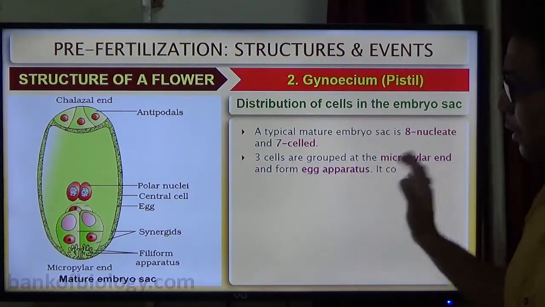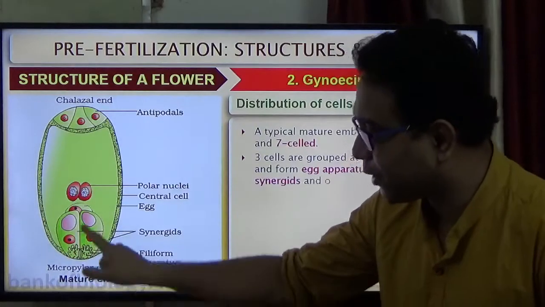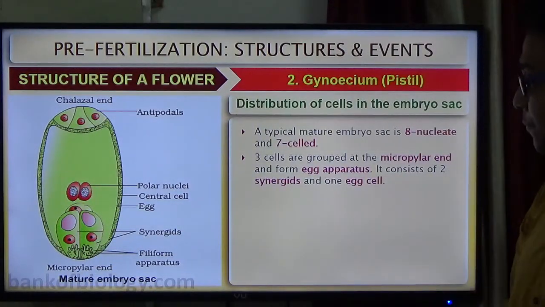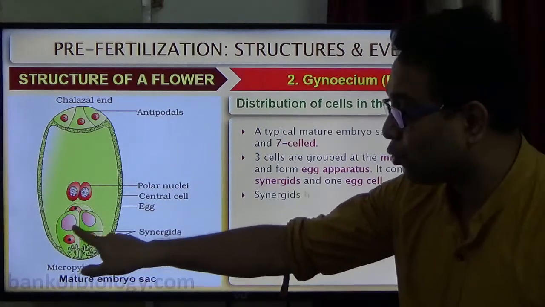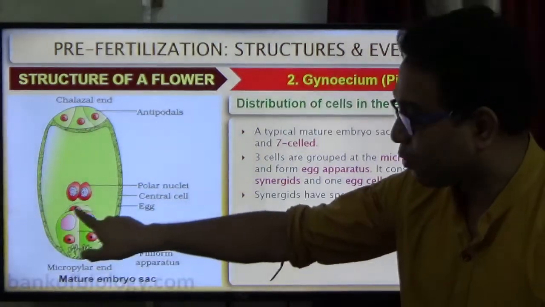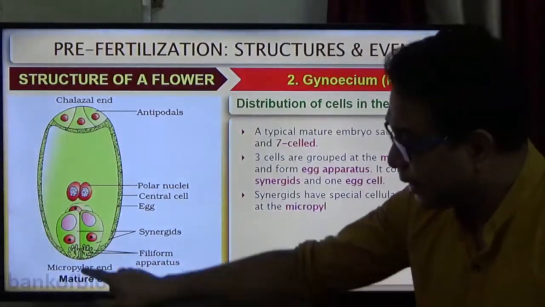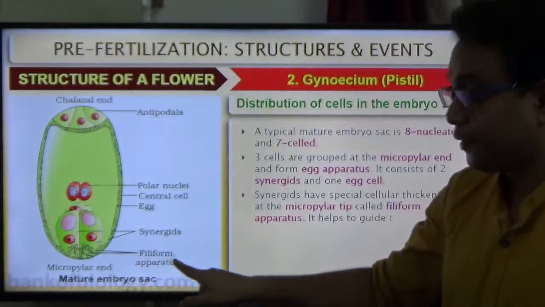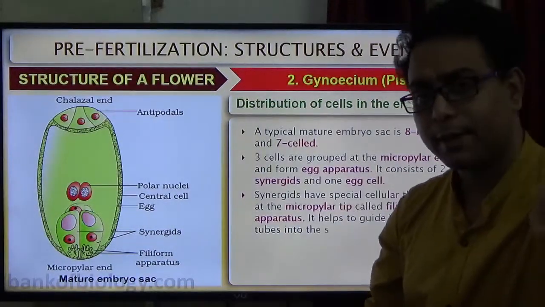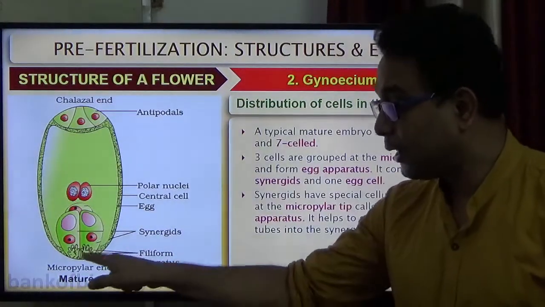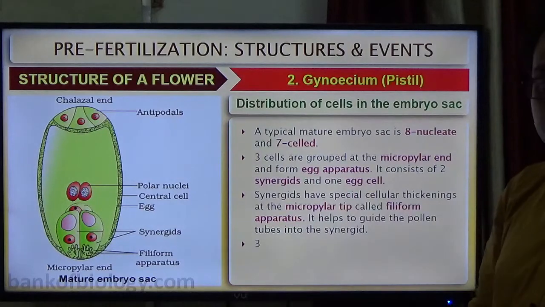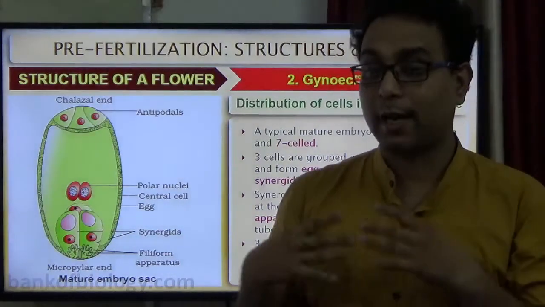3 cells are grouped in the micropylar end. This is the micropylar end. This is called the egg apparatus. It consists of 2 synergids. Another one is the egg cell, and here a finger-like projection is there. It is called the filiform apparatus. So the filiform apparatus, where is it present? In the micropylar end. The opposite end of the micropylar end is called the chalazial end.